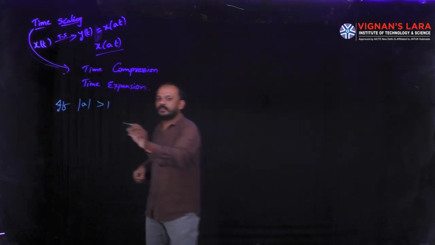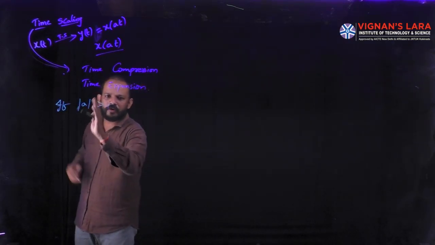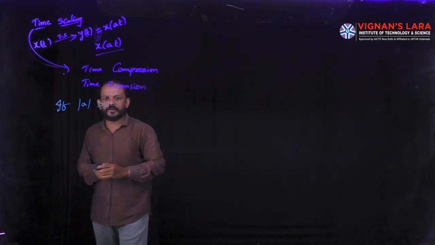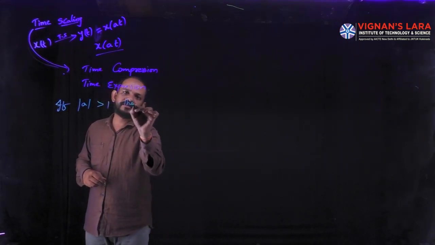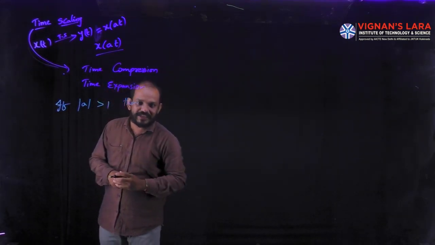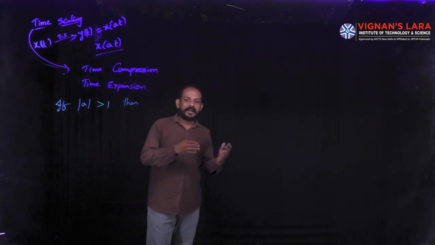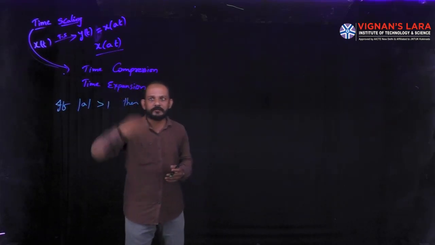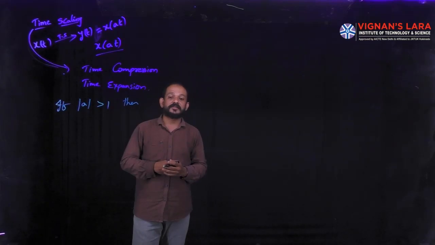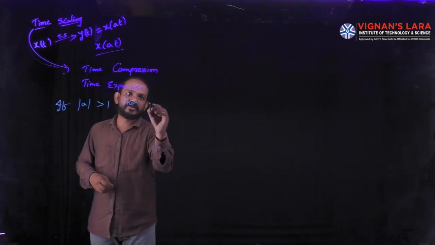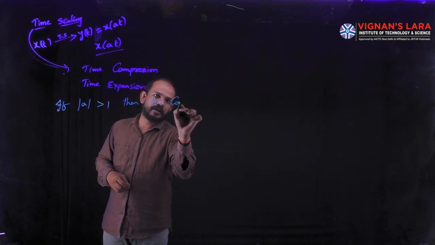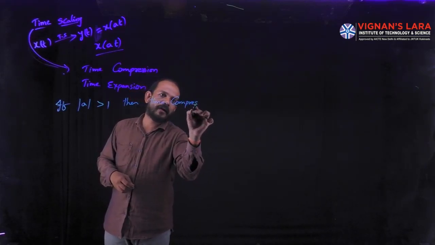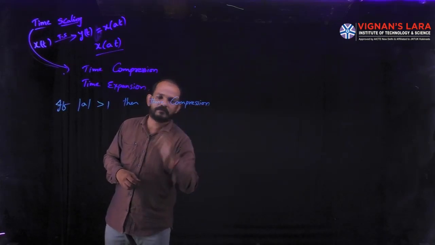So that is the exact meaning of this one. Simply, if a is positive and mod a is greater than 1, then the signal will be compressed with respect to time. Then we get time compression.